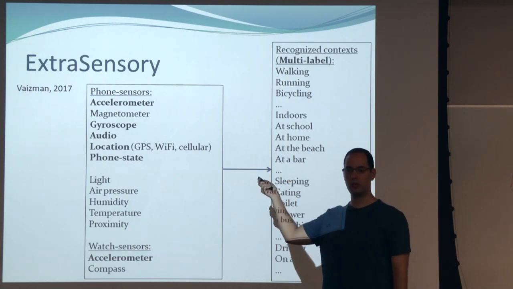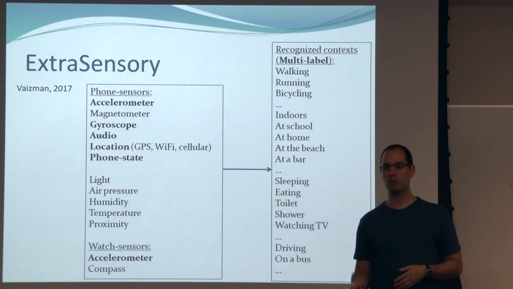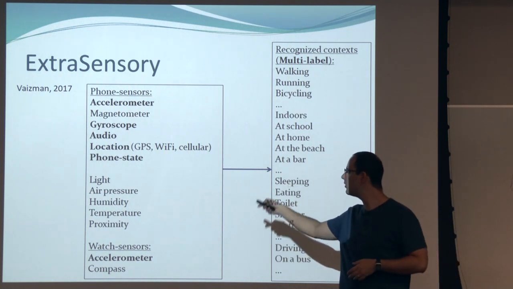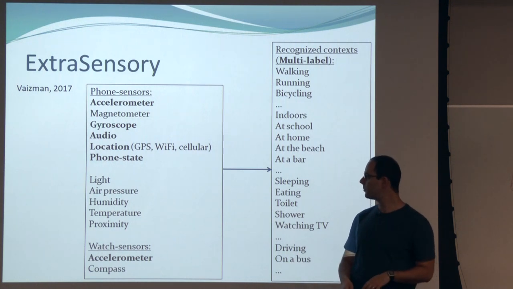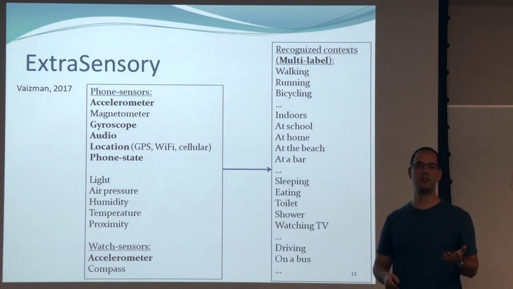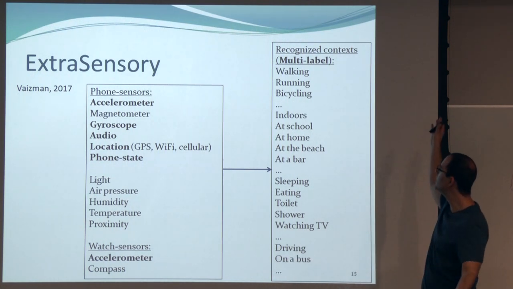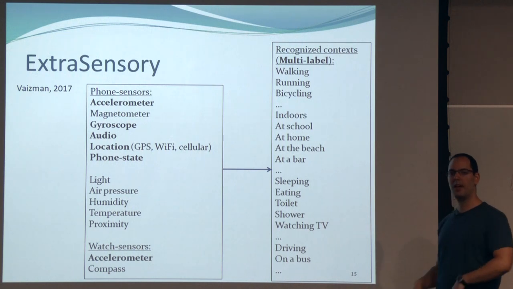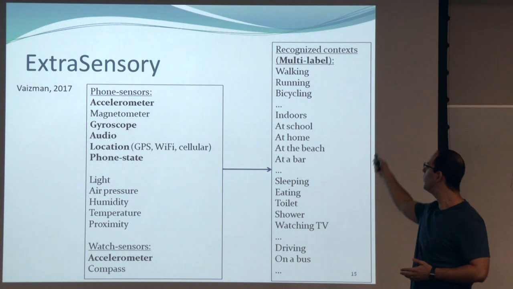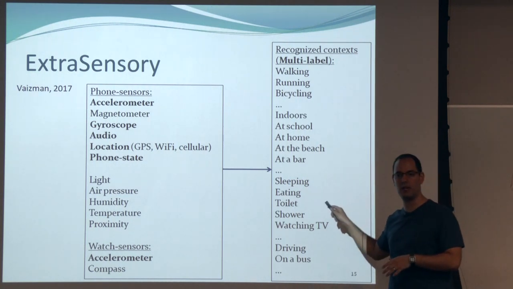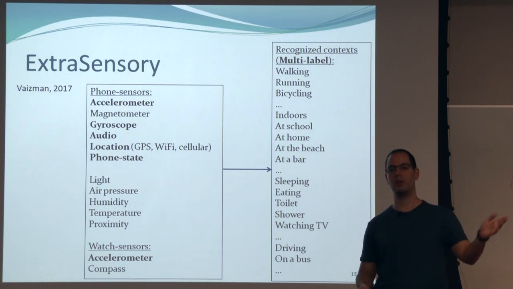So this is our work, ExtraSensory. And we also used smartphones and smartwatches. We recorded measurements from all these different modalities, if they were available. Not every smartphone has them. And as I mentioned earlier, we were very ambitious. We aimed to recognize a very wide range of contexts and to represent them in a more rich way to describe behavior in a multi-label way, where multiple labels can apply at the same time. For example, I can be running at the beach, listening to music, and with my dog at the same time.